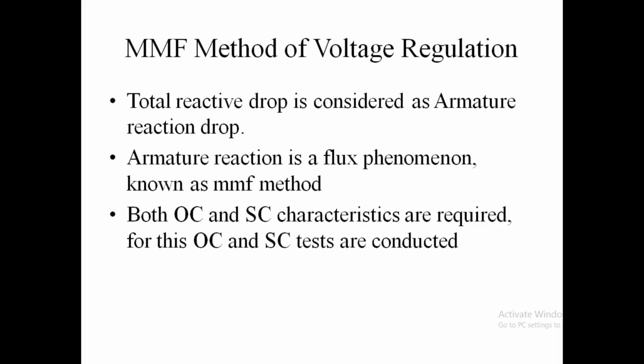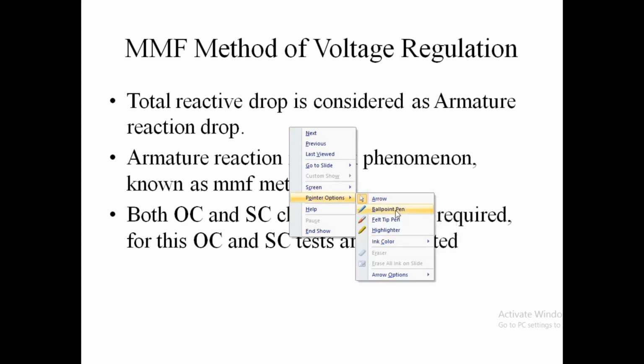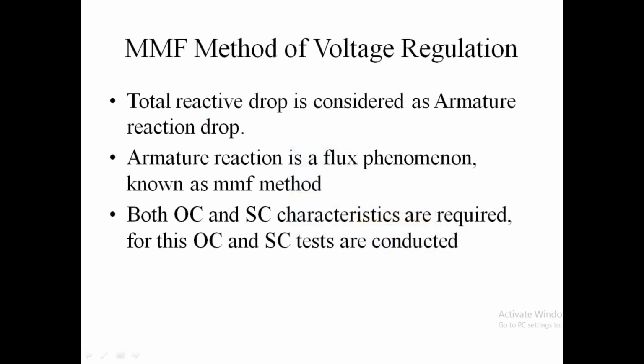MMF method is also known as the ampere turns method. In this method, the total drop is considered as the armature reaction drop. That means the reactive drops are mainly of two types: one is the leakage reactance drop and the other is the armature reaction drop. So the total reactive drop is considered as the armature reaction drop, that means the leakage reactance drop is also considered as the armature reaction drop. Since armature reaction is a flux phenomenon, this method is known as the MMF method.